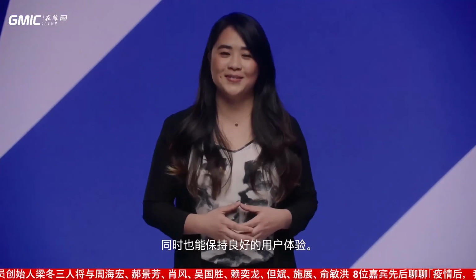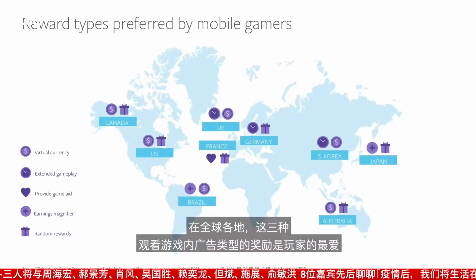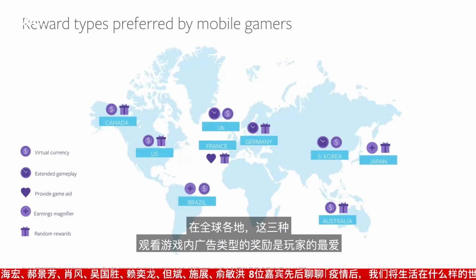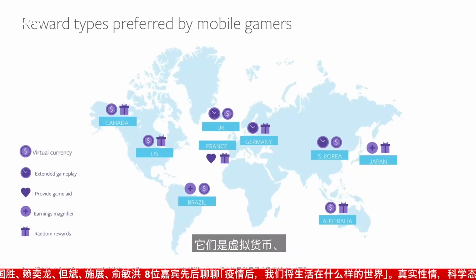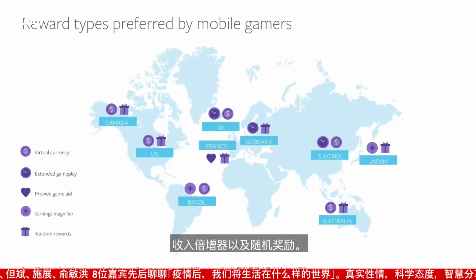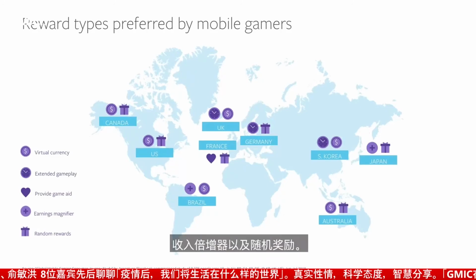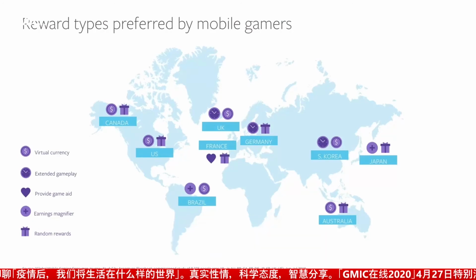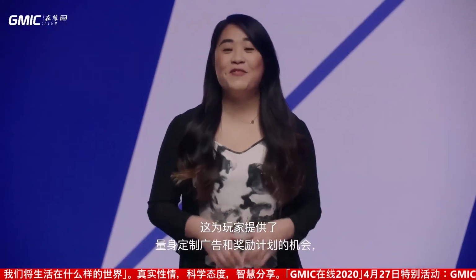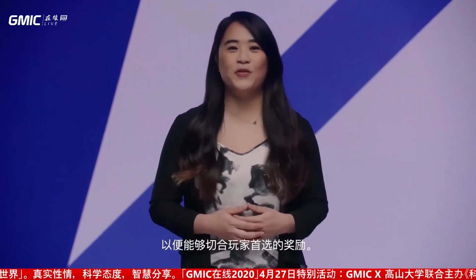Across the globe, 3 types of rewards stand out as being preferred compensation for watching an in-game ad. These are virtual currencies, magnifiers for earnings, and random rewards. But preferences vary by country and region as shown here. This presents an opportunity for games to tailor ads and incentives in order to match players' preferred rewards.